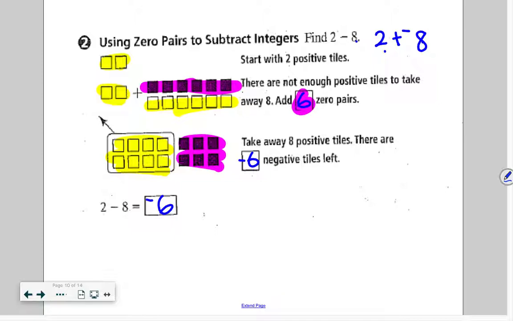Think about that on a number line right now. On a number line, we have to go to 2, and then we're supposed to take away 8 numbers, right? So if I'm supposed to take away 8 numbers, I'd go to the left, correct? So take away 1, 2, 3, 4, 5, 6, 7, 8. Where did we end up? We ended up at a negative 6 too. So that's another way of thinking about it on a number line. Start with 2, take 8 numbers away on that number line.